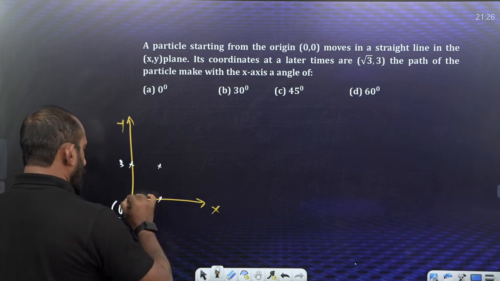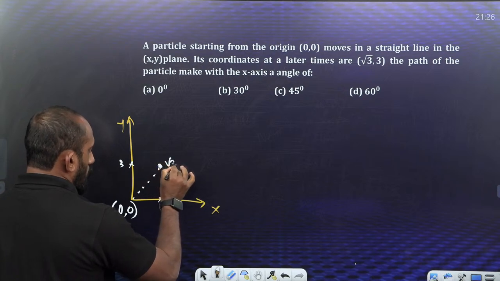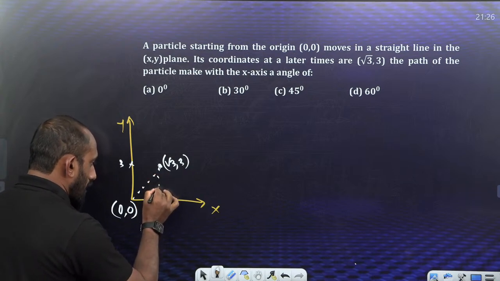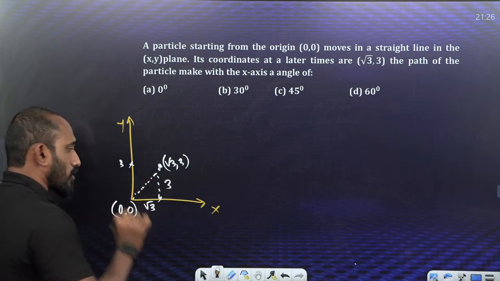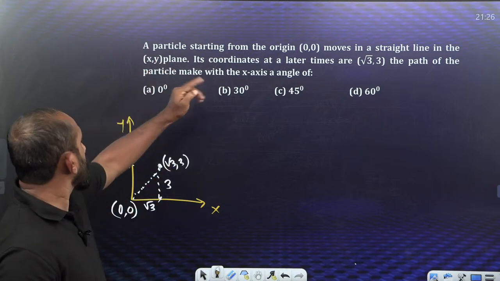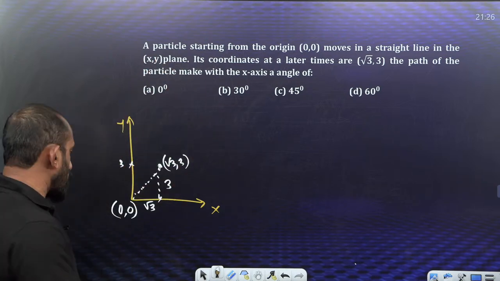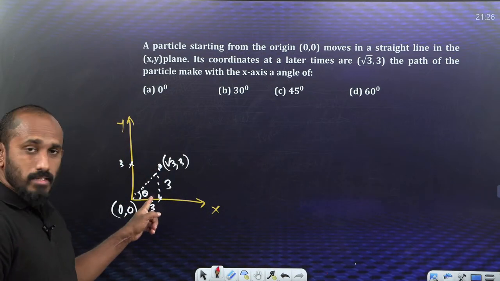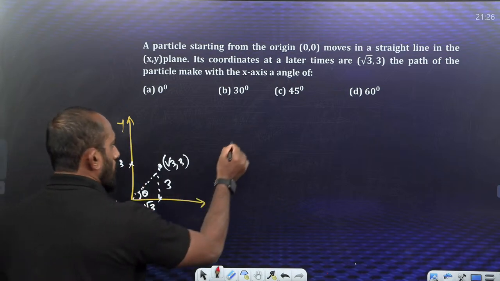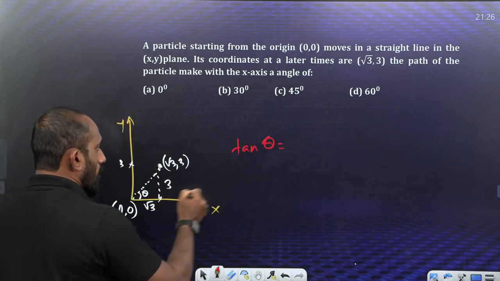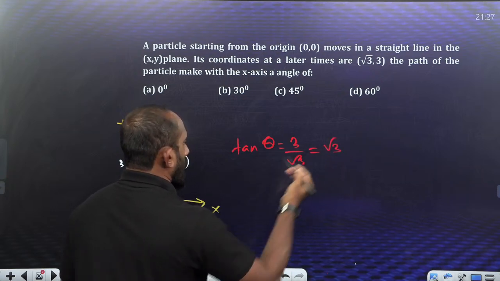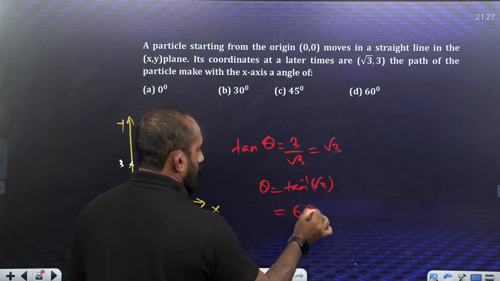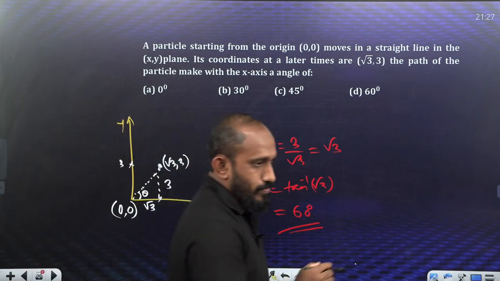For example, let it be like this. Then this position is root 3, 3. Along x-axis we have root 3 component, and along y-axis we have 3 component. The question is, what is the angle the path of the particle makes with the x-axis? Let it be theta. From this graph, root 3 along x-axis, 3 along y-axis. So what will be tan theta here? Tan theta will be equal to 3 by root 3, that is equal to root 3. So theta will be tan inverse root 3, that is nothing but 60 degree. So the answer is 60 degree. Option D is the correct answer.